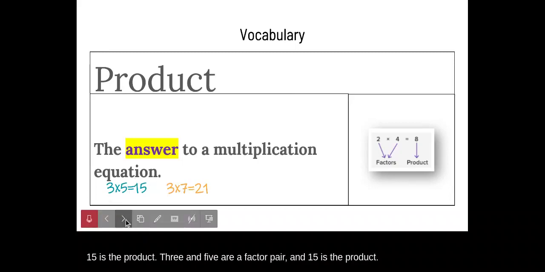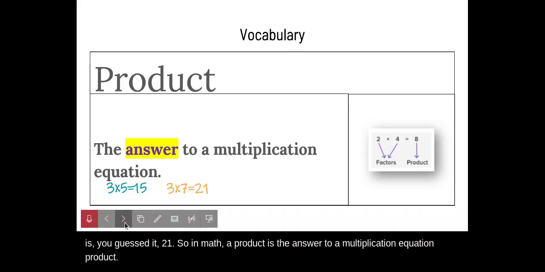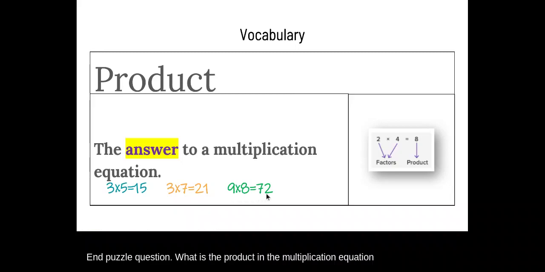In the equation, 3 times 7 equals 21, our product is, you guessed it, 21. So in math, a product is the answer to a multiplication equation. Product. And puzzle question. What is the product in the multiplication equation 9 times 8 equals 72?